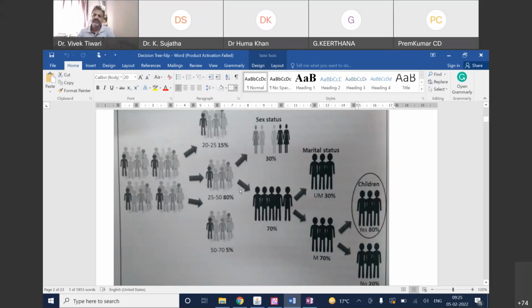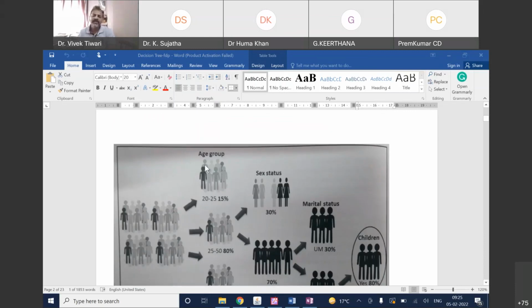Now the important question is, technically, because mathematically we have to define: why did I select the age variable first? Why not marital status or gender as the first label? Why the age group? After the age, why not marital status? Why gender at the last?